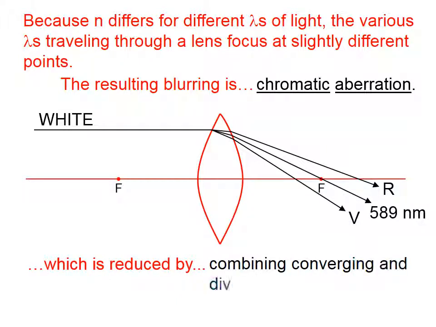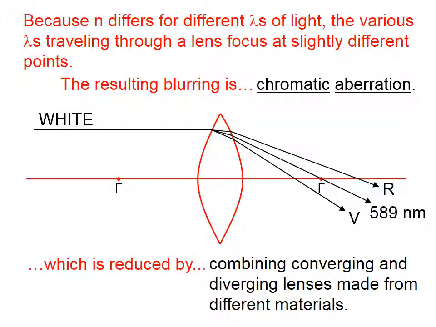Chromatic aberration is reduced by combining converging and diverging lenses made from different materials. We cannot completely get rid of chromatic aberration, but we can minimize it in this way.